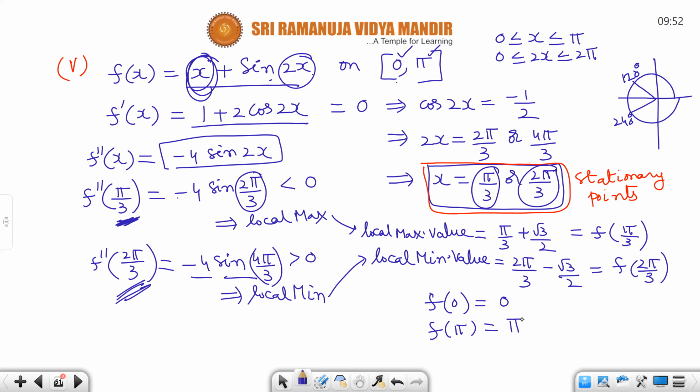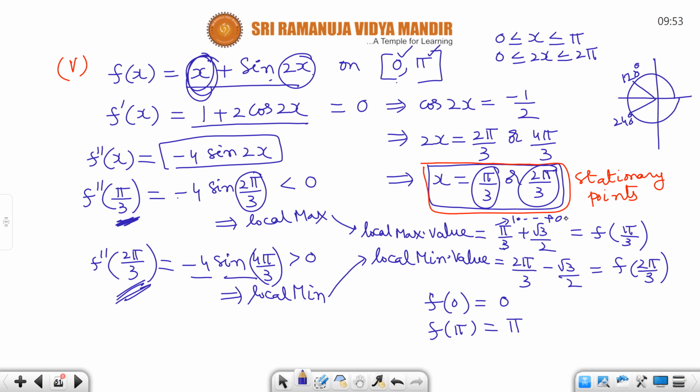So these are the 4 values. Out of these, which is the maximum value? Pi is the maximum value. See, pi is 3.14159. Pi by 3 is 1 point something. Root 3 is 1.732 by 2.